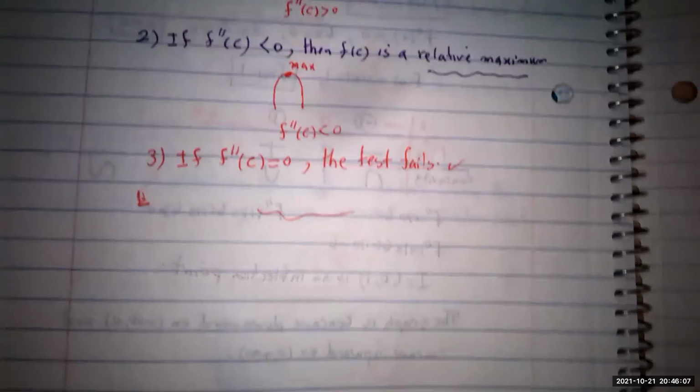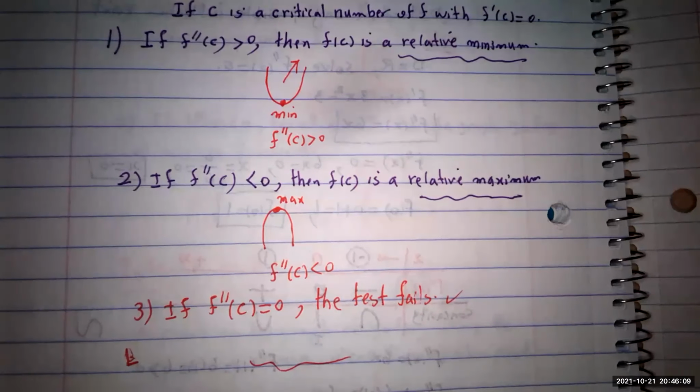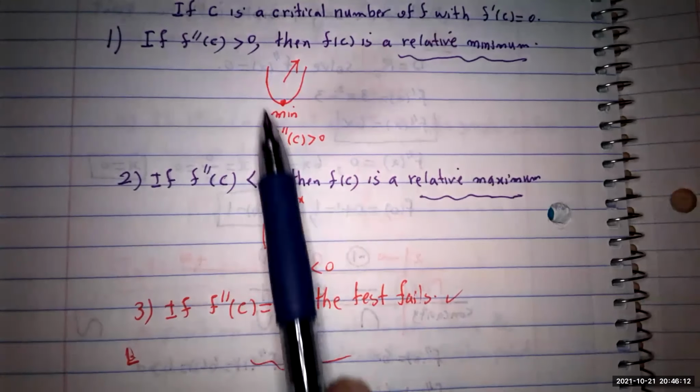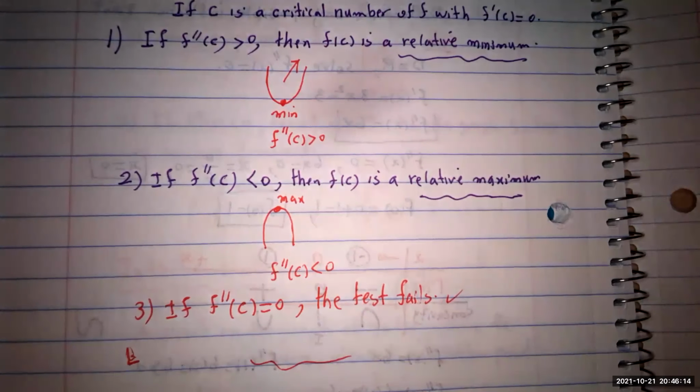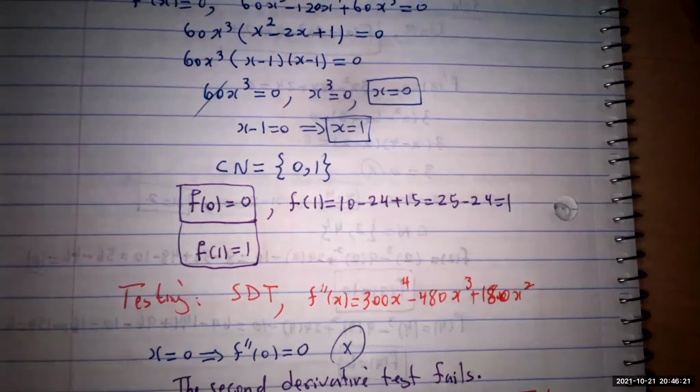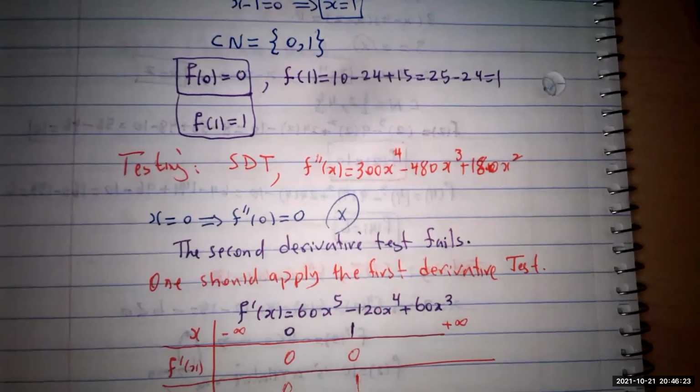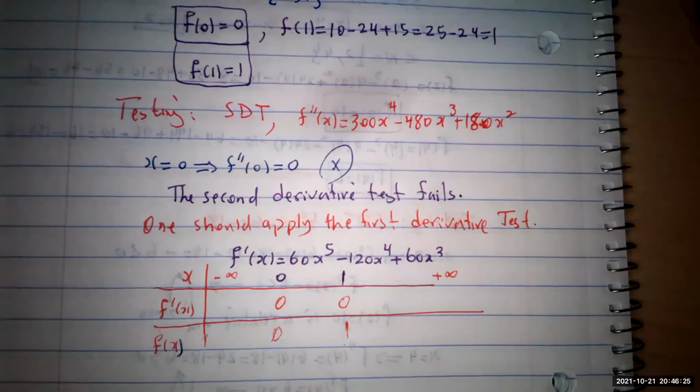Your test can work only if f double prime is positive or negative. You see, curving up, curving down. If it's going to be 0, you cannot say anything. That's why you change your test going to the first derivative test, okay? So it's very rare, but I give you one example that this is going to be the case. Okay, so yes, second derivative test is equal to 0, so the test fails.